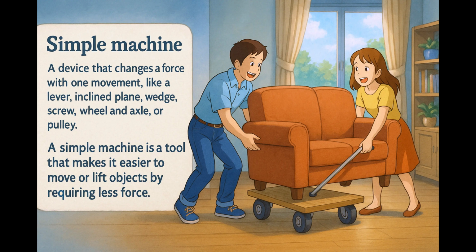Just as it's difficult to exert enough force to shift the couch without help, a simple machine helps us redirect or multiply our effort to make tasks easier. In this way, a lever or pulley acts like a helping hand, allowing you to lift or move heavy objects with less effort, much like how sliding furniture on a dolly makes moving it more manageable.